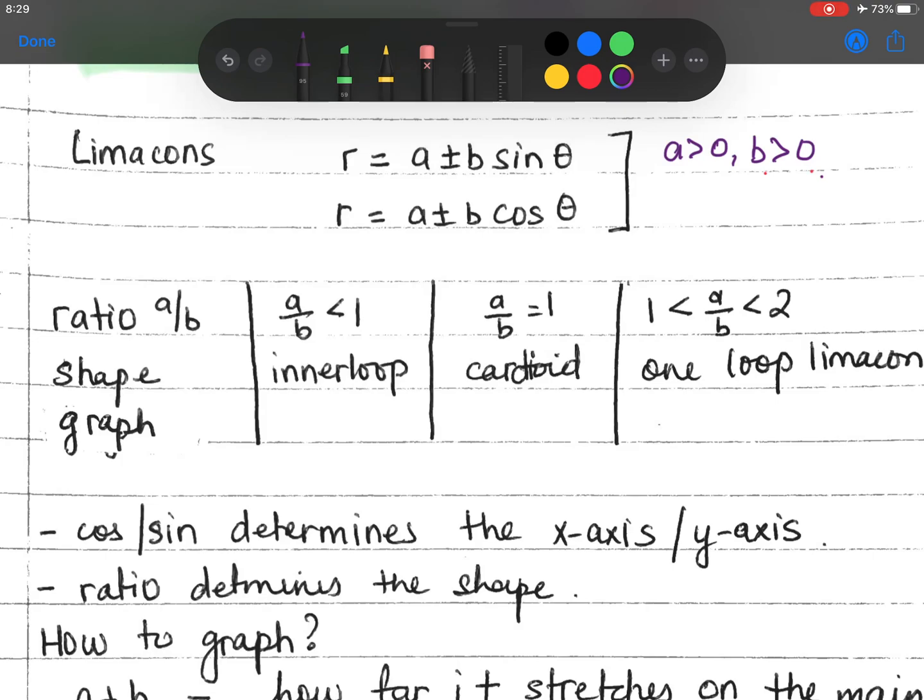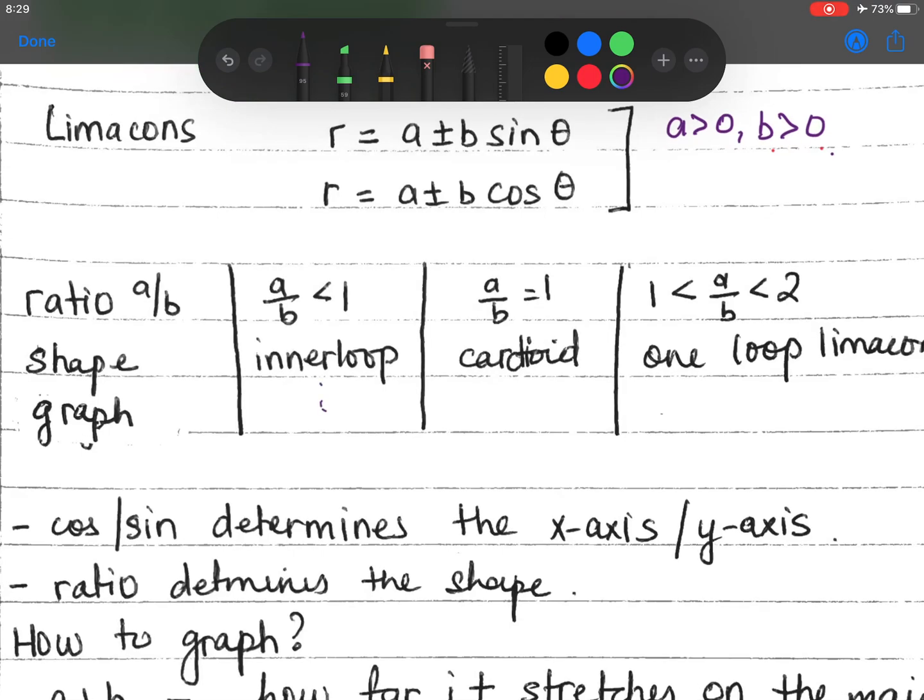So you determine the shape by the ratio. If your ratio of A over B is less than 1, then it's called the inner loop limacon, and it looks like this. I just want to sketch them with you. Let's say it's a sine one. That's what it looks like.